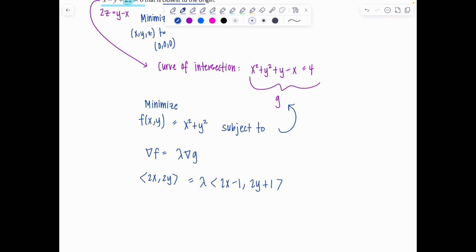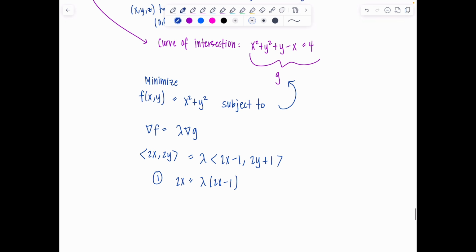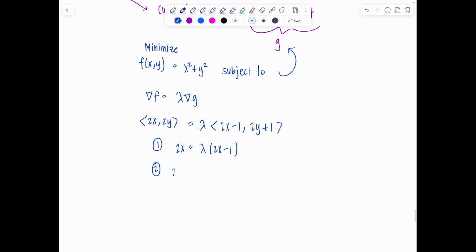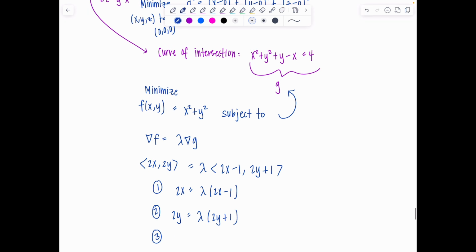Perfect. So equation 1, 2x equals lambda times (2x minus 1). Equation 2, 2y equals lambda times (2y plus 1). And then 3 is just the constraint equation: x squared plus y squared plus y minus x is 4.